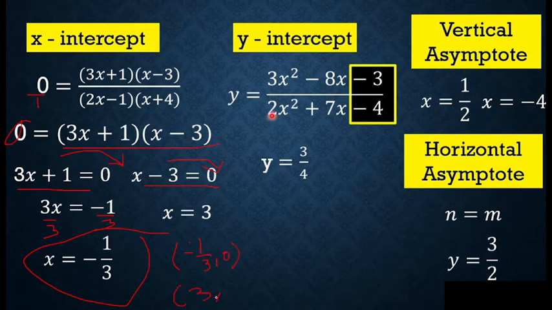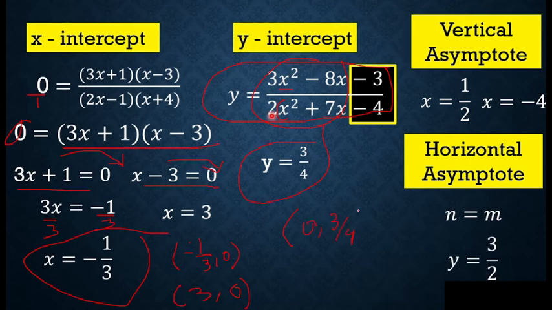In the x-intercept, it means we have negative 1/3 and 0, and 3 and 0. This one touches the x-axis. For the y-intercept, look at our given function and equate x to 0. So 3 times 0, 2 times 0, 8 times 0, 7 times 0, so those become 0. Then negative 3 over negative 4, divided by negative 4, so it is positive 3/4. So here is our y-intercept.